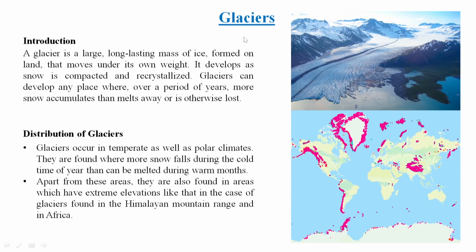To introduce a glacier: a glacier is a large long-lasting mass of ice formed on land that moves under its own weight. It develops as snow is compacted and recrystallized. Glaciers can develop in any place where, over a period of years, more snow accumulates than melts away or is otherwise lost. Like I mentioned, glaciers occur in temperate as well as polar climates, like Antarctica, which sits at the South Pole. They are found where more snow falls during the cold time of the year than can be melted during the warm months. So that's a very clear idea about what a glacier is.